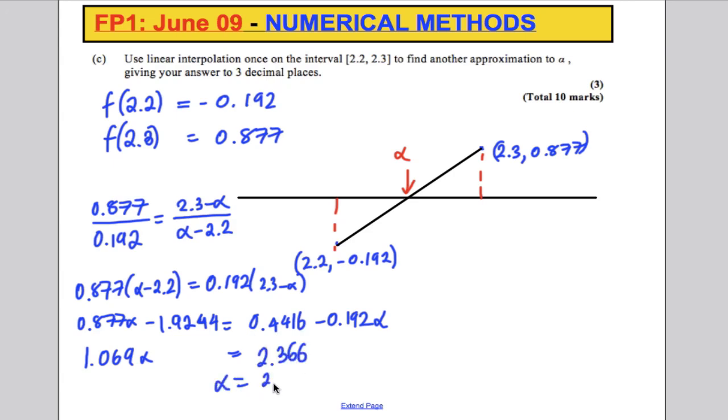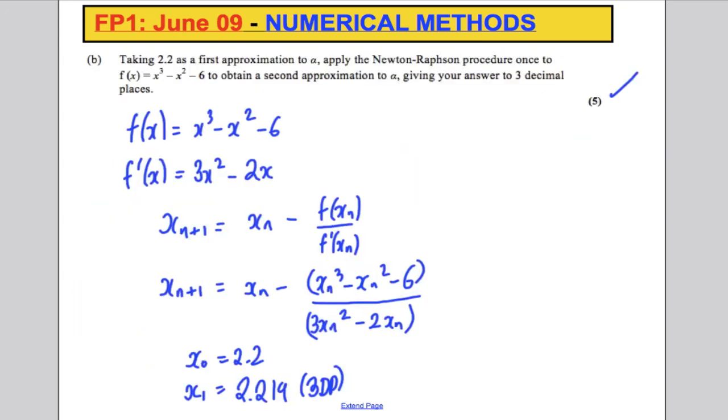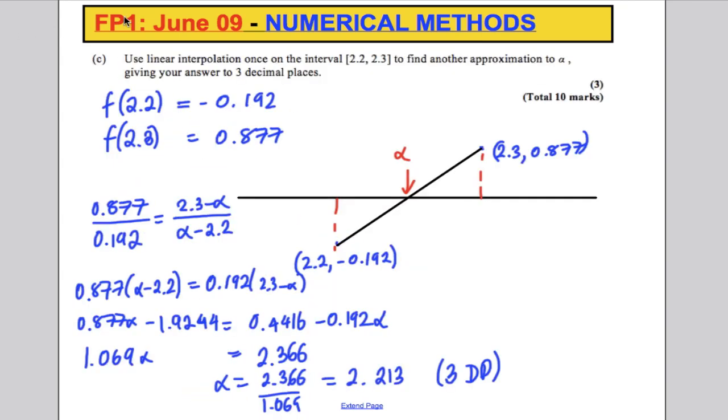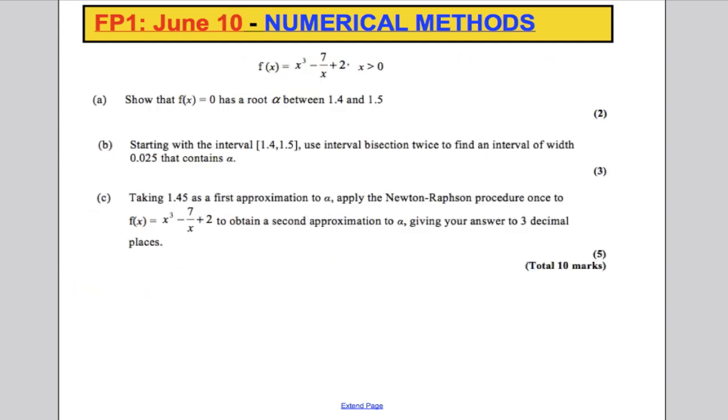So therefore alpha is 2.366 divided by 1.069, and you would get yourself 2.213 to 3 decimal places. So 2.213 approximately. Okay, so going back to the other one, 2.219 I got for the other one, and 2.213 I got for that one. Okay, next question.